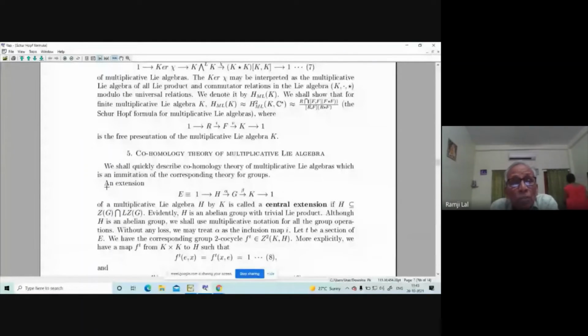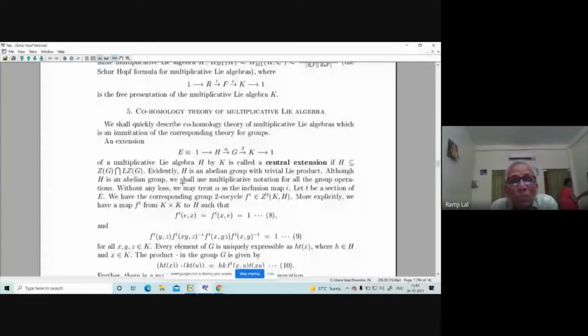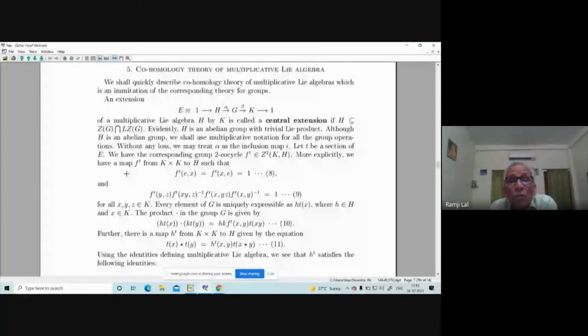So anyway, this is the central extension of H. Evidently H is an abelian group here. So this H is contained in this. It follows that H is an abelian group with trivial Lie product. Although H is abelian, we shall use the multiplicative notation for that. We are not comfortable with the additive notation here in this discussion. So as usual, this is also an extension of group, the central extension of a group. Therefore, we have a two cocycle of K with coefficient in the trivial K module H.